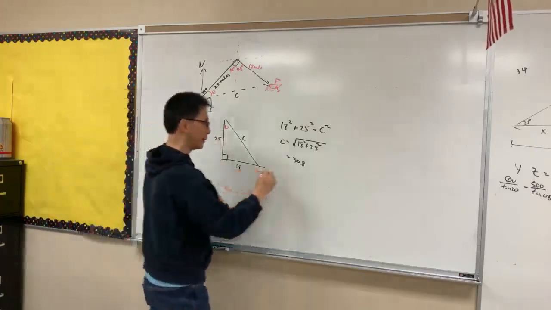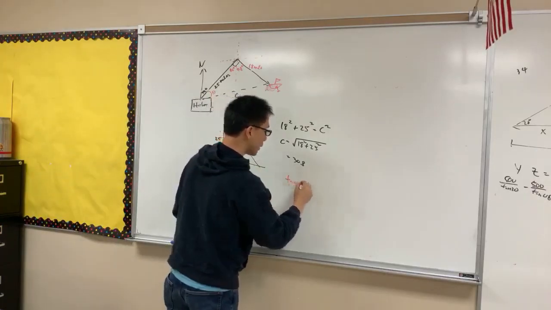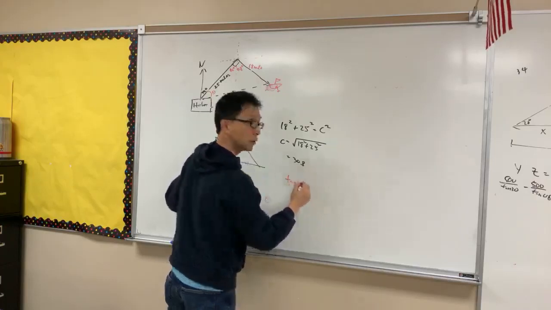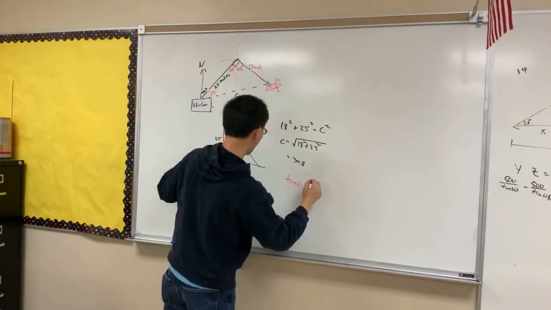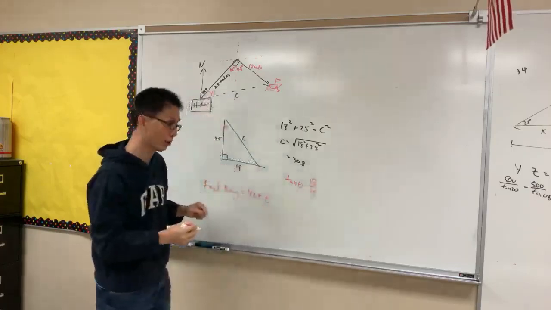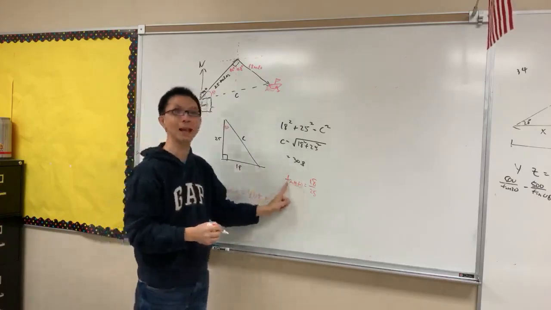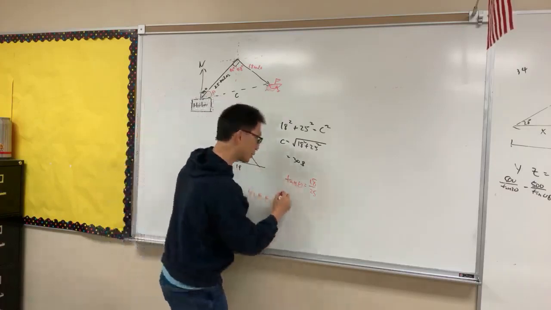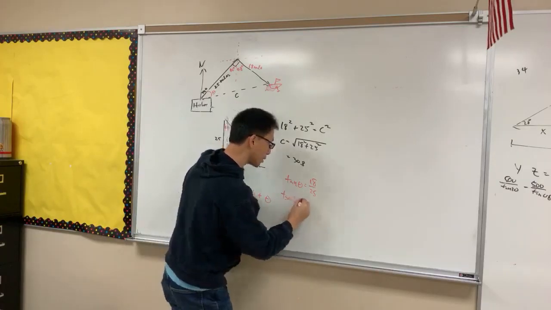But how do I figure out this theta? You do your thing, right? Tan theta is equal to what? 25, no, 18 over 25. Pay attention. This is how you get an angle. I need to get rid of tan. I cannot divide by tan. I need to do tan inverse on both sides.